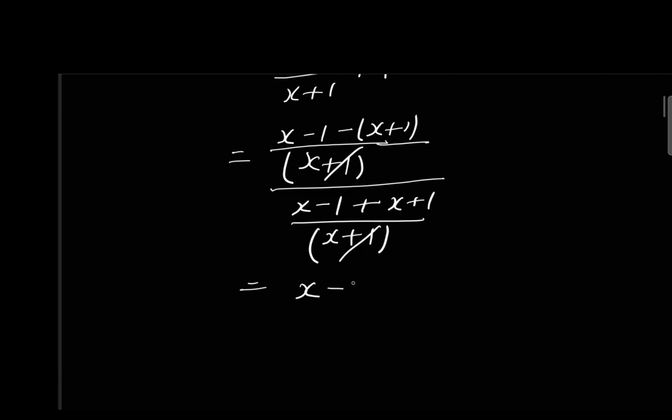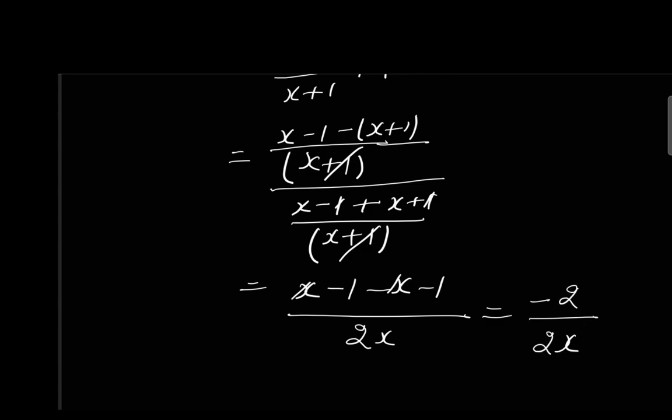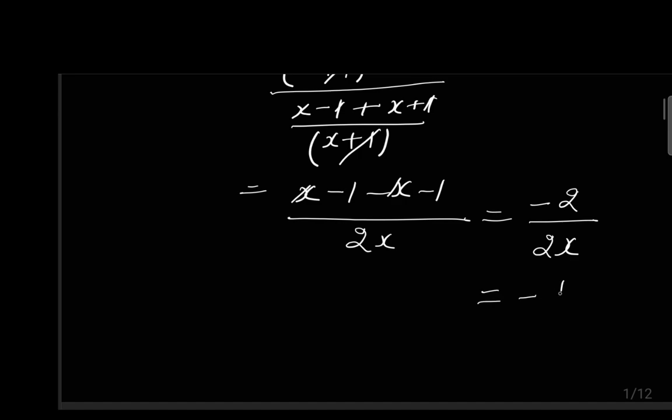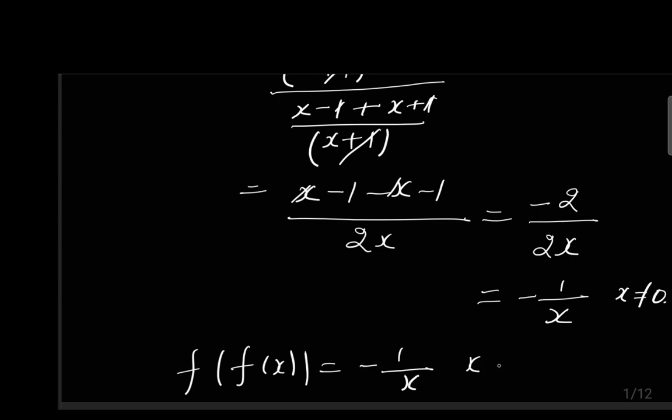So the numerator will be x − 1 − x − 1 divided by, plus 1 and minus 1 cancel, 2x. Here plus x and minus x cancel, giving −2 by 2x. The 2 cancels, so you are getting −1/x. And also the condition is that x should not be equal to 0. So this is what we had to show. So I proved f(f(x)) is equal to −1/x for x not equal to 0. Proved.